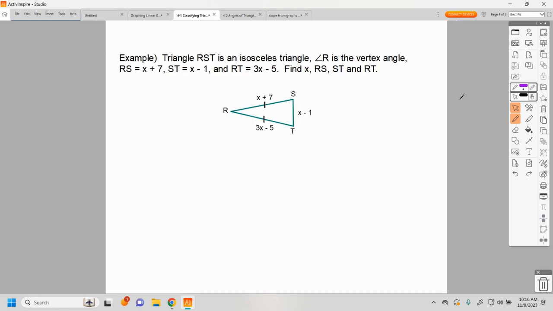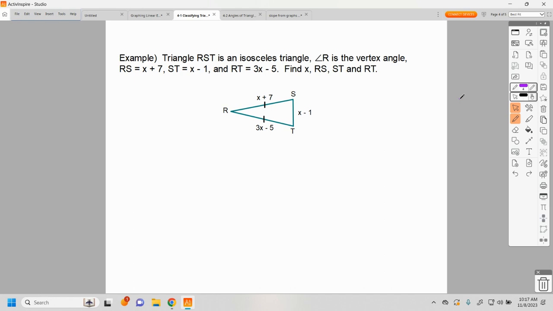All right, so here we go. Triangle RST is an isosceles triangle. Angle R is the vertex angle. Listen, isosceles, vertex angle, that means it's not the base angles. There are vertex angles and base angles, and the base angles are always the same. It tells you what I've already labeled on the triangle, so I'm not going to reread that to you.